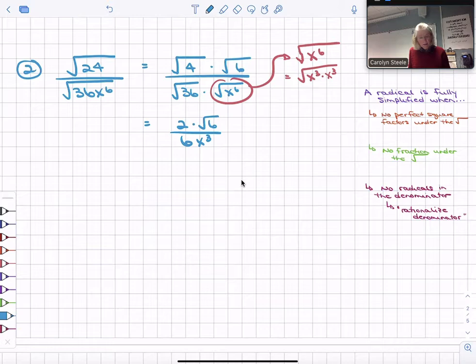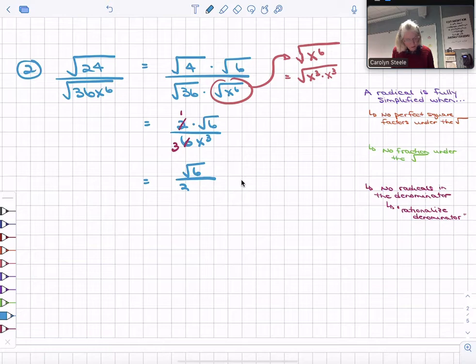In fact, in general, you might think, how do we know what types of variables raised to powers we can take the square root of? The last step is always, can I simplify my numbers? They both share the common factor of 2. 2 divided by 2 is 1. 6 divided by 2 is 3. So my final simplified version is the square root of 6 over 3x cubed.